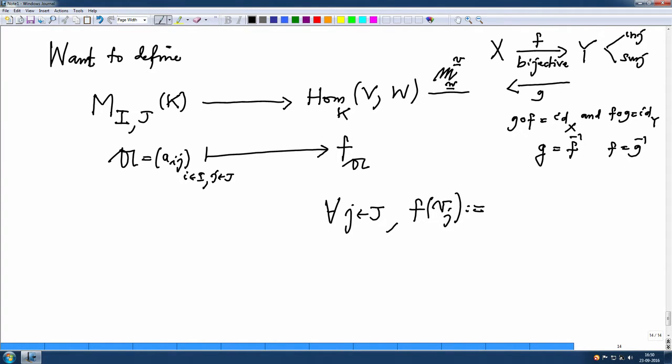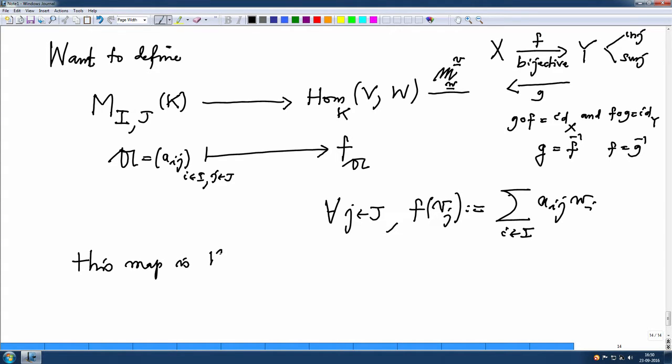And what should it be? It should be an element of W. And how do I define an element in W? By using the basis Wi. It is a combination of the Ws, but I will use these Aij's. So define f of Vj as the sum of Aij Wi. So this gives a unique linear map with this definition. And you see, the same equations will give you this matrix back. So this map is indeed the inverse of this map.